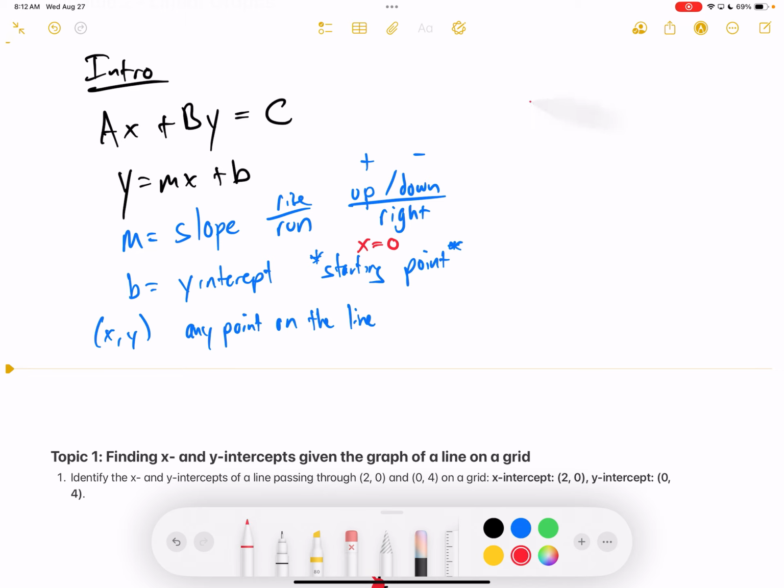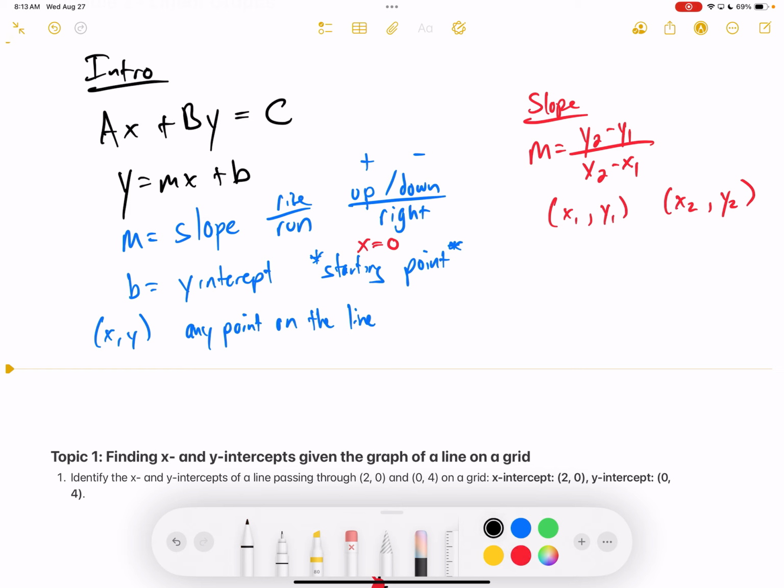Other formulas we may see to find the slope, y'all have seen this one: y sub 2 minus y sub 1 over x sub 2 minus x sub 1. This is two different points. You have the first point, x1, y1, and you have the second point, x2, y2. That sub 1 and sub 2 just means you have two different ones.